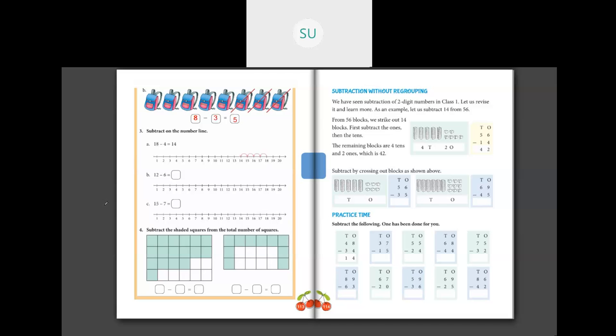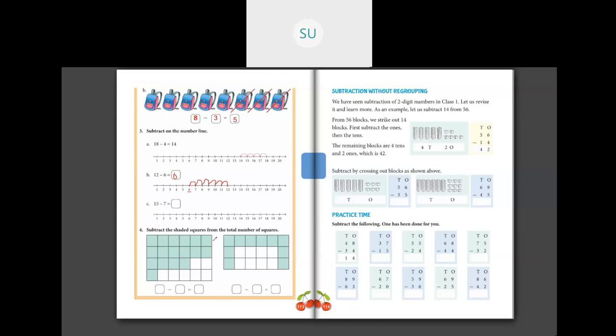Okay, so let's do the next one. So we have 12 minus 6. So let's start with 12. 12 is over here. Then we'll count 6 steps backwards. So 1, 2, 3, 4, 5, 6. So, we counted 6 steps backwards. So, what's the number over here? It is 6. So, 12 minus 6 is equal to 6.